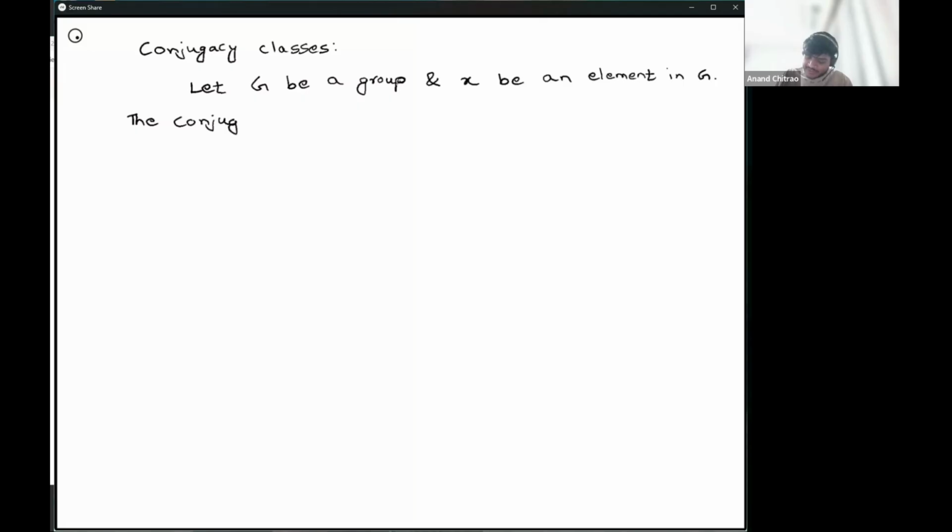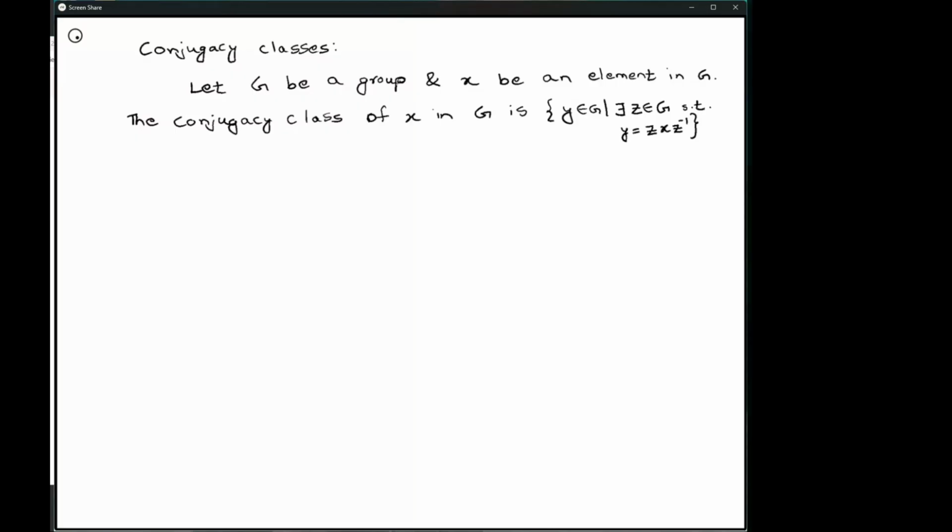Next, conjugacy classes. Definition: let G be a group and x be an element in G. The conjugacy class of x in G is the subset of all y in G such that there exists a z in G with y equals z x z inverse. Is that fine? Yes, sir.